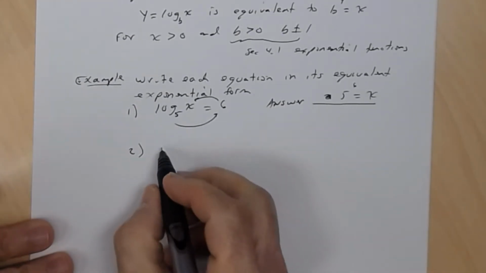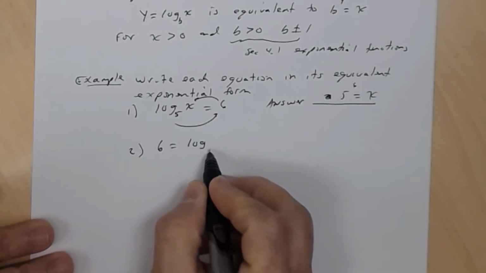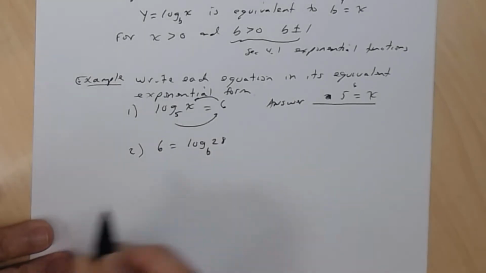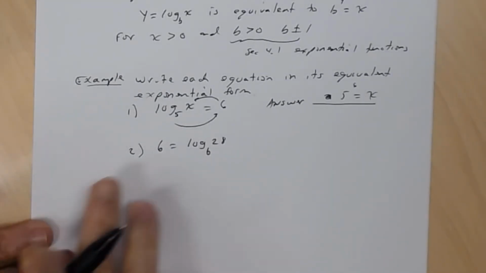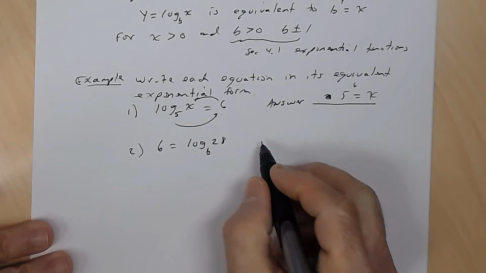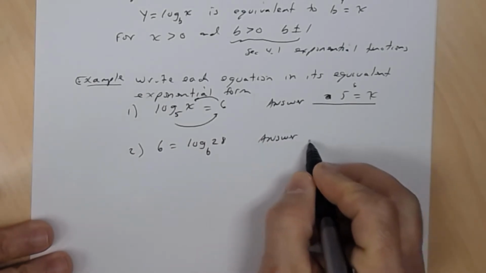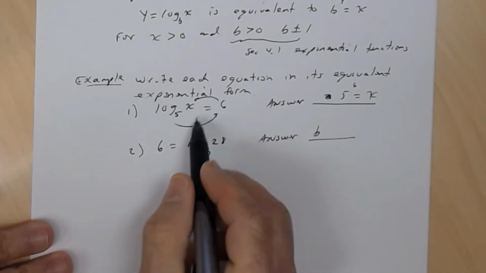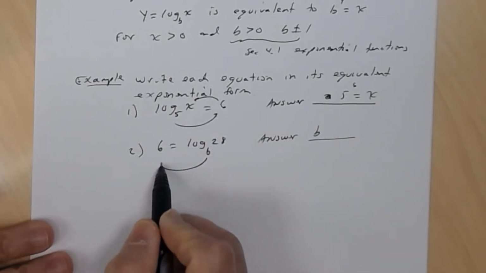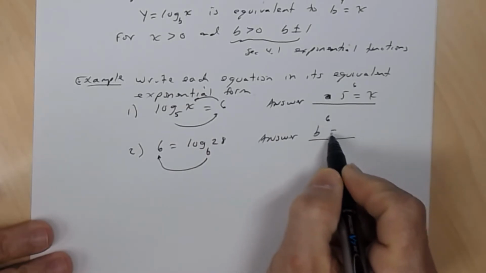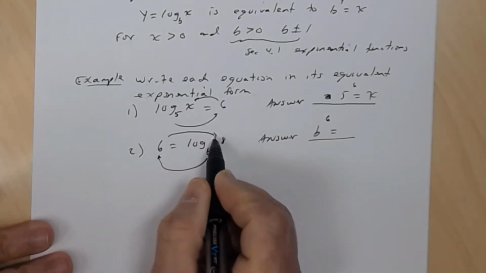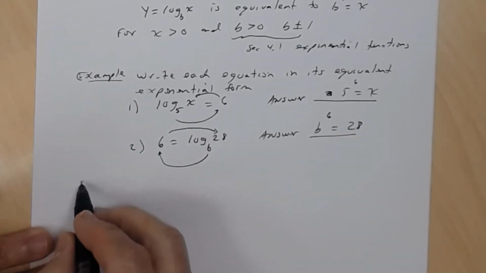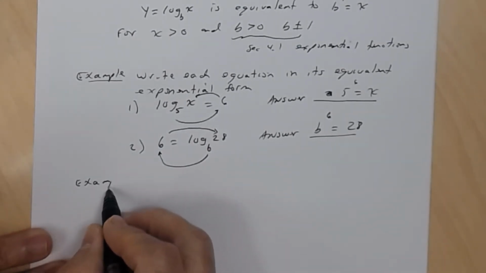Let's suppose we had 6 equals log of 28 base b. That's a b right here. That's 6. Again, I want to change this to exponential. So you look at the base first. The base is b. So look at our arrow. The base raised to the exponent, so b to the 6 equals 28.